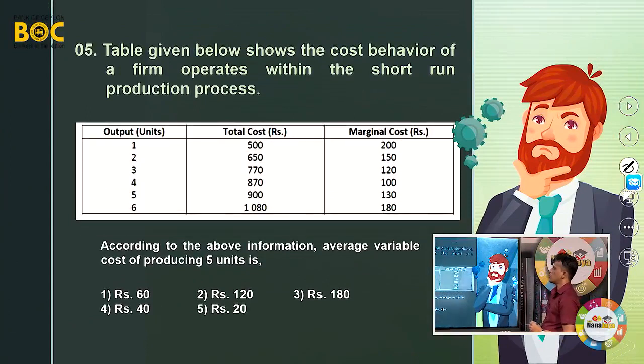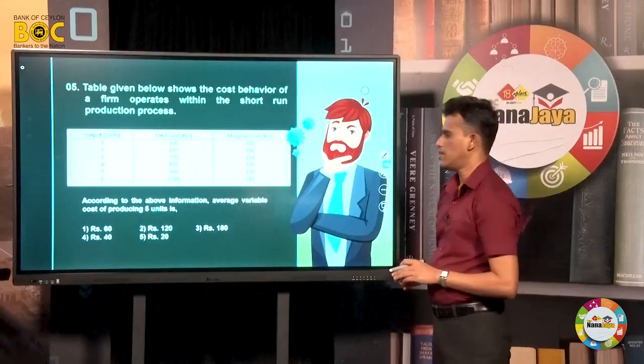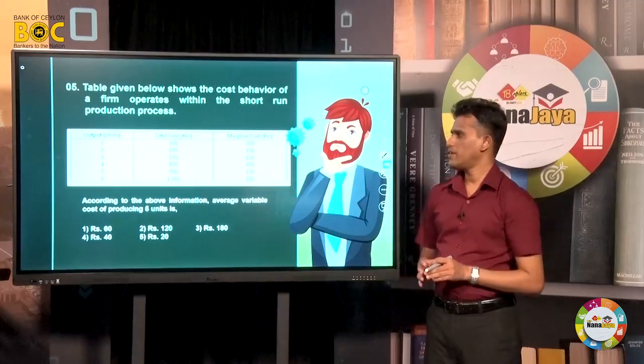Table given below shows the cost behavior of a firm operating within the short run production process. Output starts from 1 and goes till 6. Total cost is 500 at 1 unit and it gradually increases, and then the marginal cost is also given. We will see the question. According to the above information, the average variable cost of producing 5 units is. We are supposed to calculate the average variable cost of producing 5 units. Right. So they have given us the total.